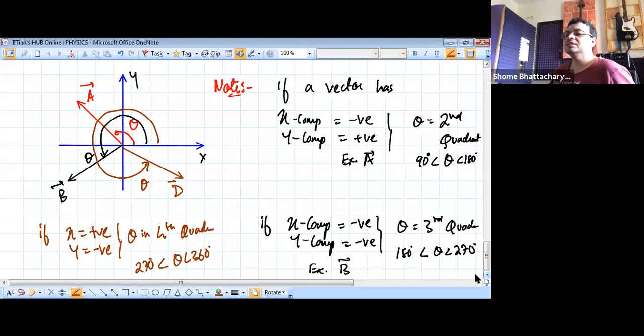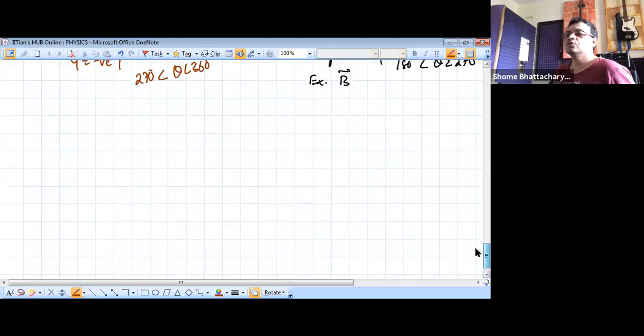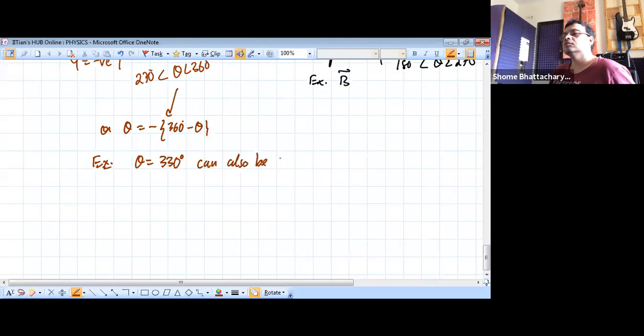Okay. But you can also express it as a negative quantity. Okay. So for example, theta is negative of 360 minus. Okay. So for example, theta equal to 330 degrees can also be expressed as theta equal to minus 30 degrees, because we take anti-clockwise as positive and clockwise as negative. So this is the sign convention that we use.